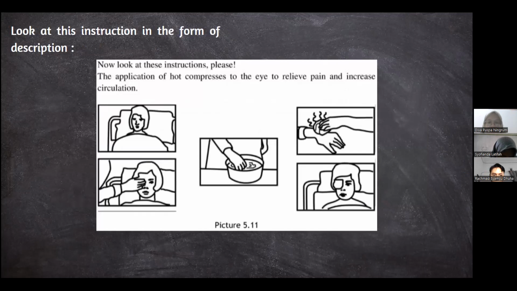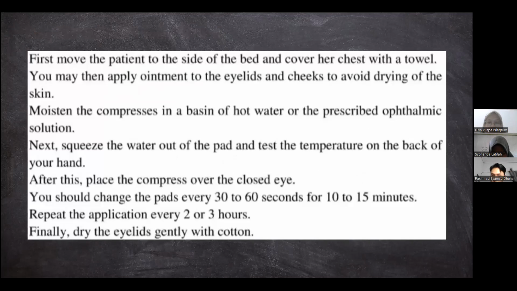Okay. Next part. This is also an instruction in the form of a description. Now, look at this instruction, please. The application of hot compresses to the eye. The application of hot compresses to the eye to relieve pain and increase circulation. Next. This is how it becomes. First, move the patient to the side of the bed and cover her chest with a towel. You may then apply ointment to the eyelids and then cheeks to avoid drying of the skin.